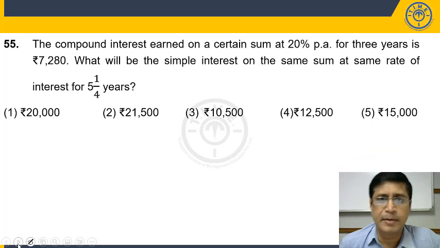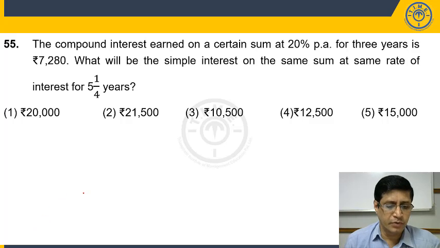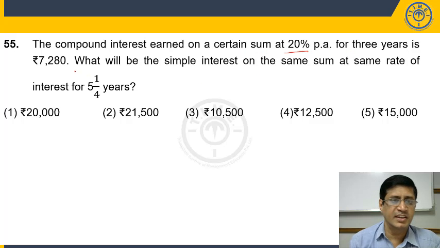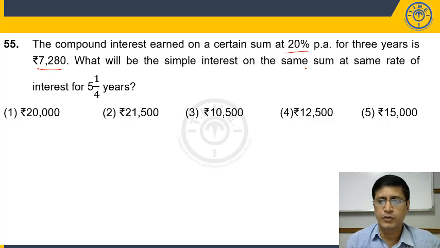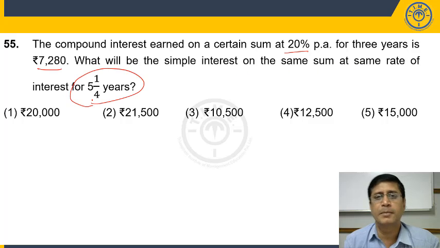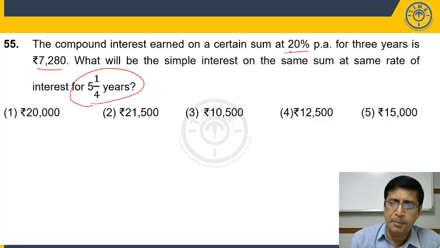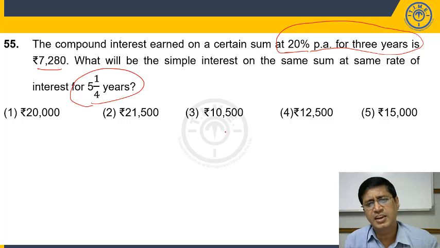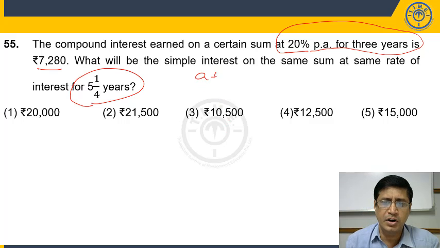Look at the next example on your screen. This is a question from simple and compound interest. The compound interest on a certain sum at 20% per annum for 3 years is given here. So what we need to find? The simple interest on the same sum after 1 1/4 years. For 20% for 3 years, we can find the effective rate of interest by using this formula.